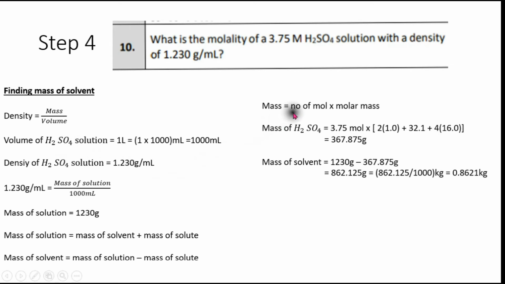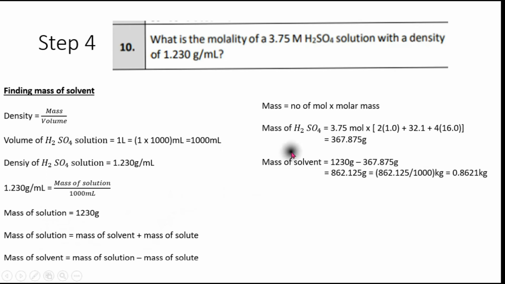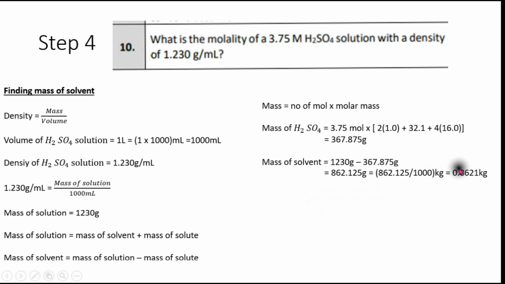So we can use this formula, number of mole times molar mass, since we have the number of mole of the H2SO4, which is 3.75. We insert it in this formula together with the molar mass of the solute, which we just need to find from the table. Then we can find the mass. We already have the mass of solution, and then we minus the mass of solute. Then we can get the mass of solvent. I convert the mass into kilograms because in the molality formula it's kilograms of solvent, not grams. So that's why I convert it over here.